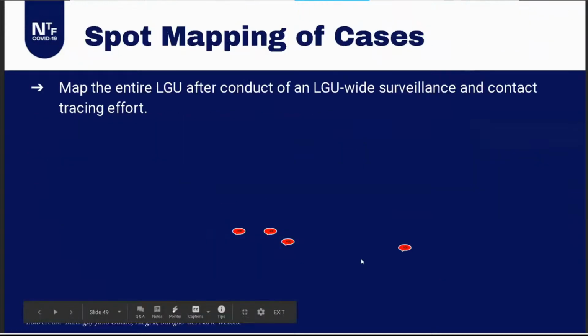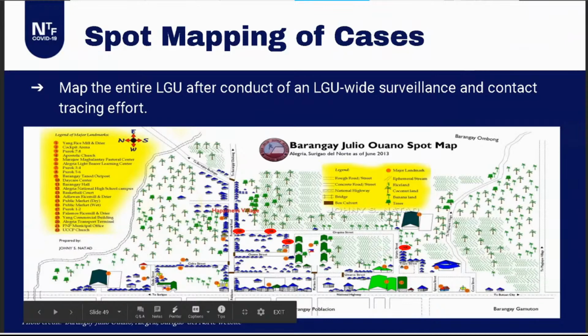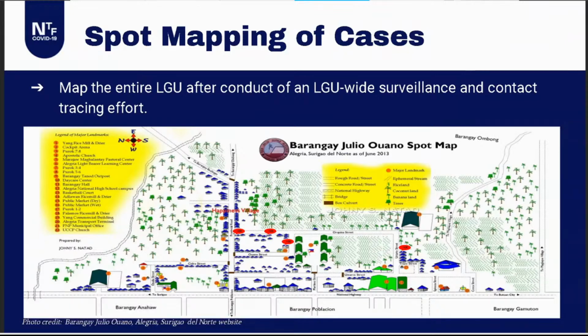Next, after we have organized, searched for cases, conducted active case surveillance and contact tracing, the next thing we need to do is to get a detailed and current map of the area. For example, for a barangay. If you don't have an available system, we can always revert to what is presented on the screen, our spot mapping in the barangay.